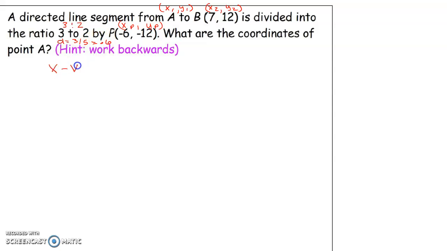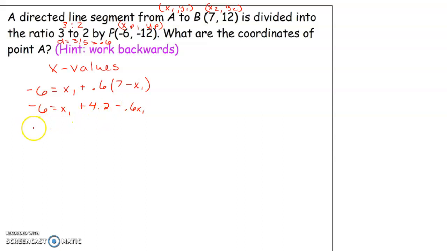So let's do our x values. All we're going to change is where we put numbers into the formula. I still have my partition point x value is a -6. I don't know my starting x value, but got my distance times my run, which is x2 minus x1. I'm still going to distribute. Let's see, 0.6, that's plus 4.2, and then minus 0.6.